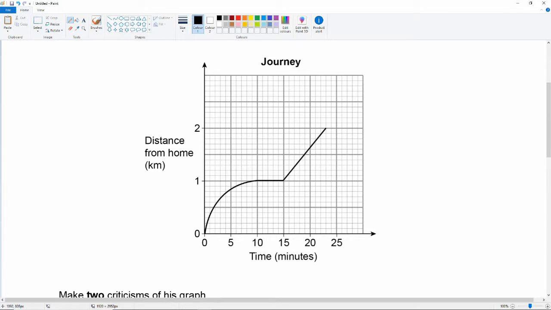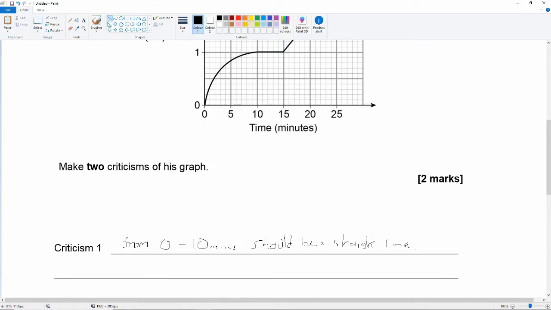Wait a minute, his distance, he's now 2 kilometres away from his house. No, because he should be back at his house, so he should be 0 kilometres away from his house. So this line should have gone from here to here, 23. So that's what it should have looked like. So this line is wrong.